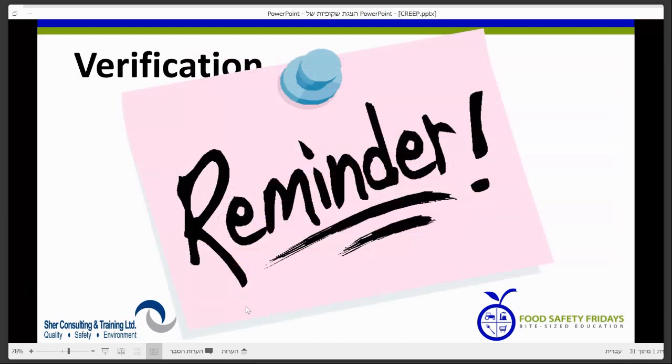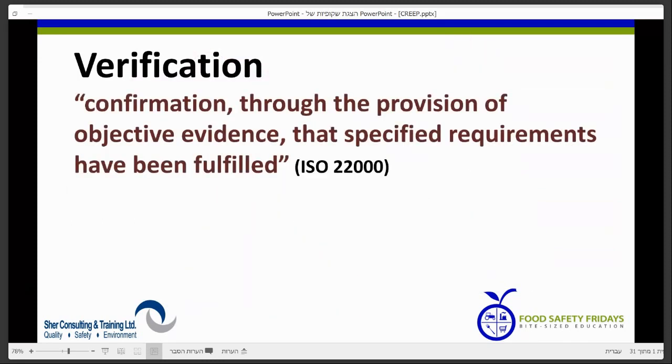And we're nearing the end of the presentation, so just another reminder, verification. This is really, really important. Confirmation through the provision of objective evidence that specified requirements have been fulfilled. So what ISO 22000 is saying is, in other words, never assume that something is happening. It must be verified. And PRPs must be verified by careful observation, by using cameras. And we've spoken about some of those in a previous seminar, talking about novel ways of verifying OPRPs.